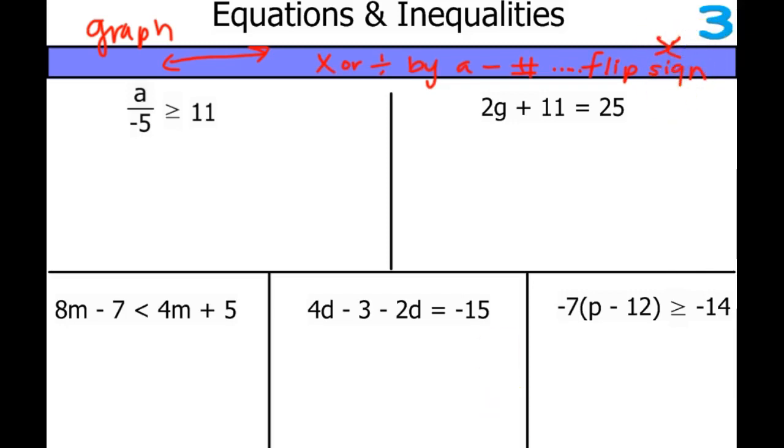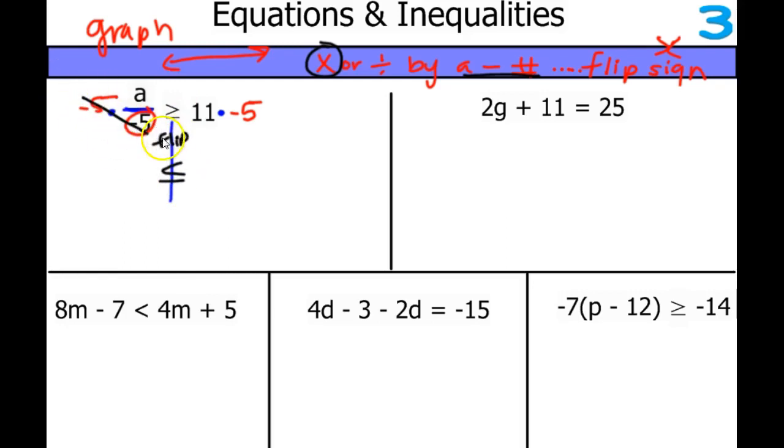So first, I'm going to draw my line down to solve this to get a by itself. This says a divided by negative 5. The opposite of dividing is multiplying. So I'm going to get rid of the divide by negative 5 by multiplying by negative 5. Now we just did exactly what I said. We just multiplied by a negative number. That means we need to flip our symbol the other direction.